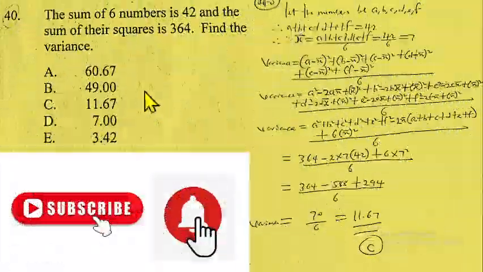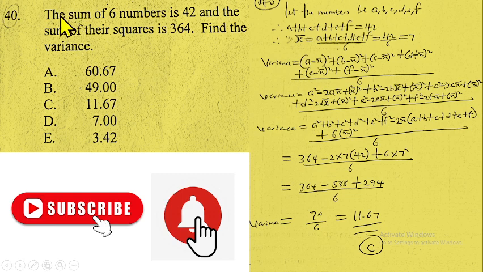Then question number 40 is on the variance. The sum of six numbers is 42, and the sum of their squares is 364. Find the variance. The question is quite an interesting one if you understand the explanation I'm going to make. We have six numbers here, so let the numbers be a, b, c, d, e, f. They said the sum of the six numbers is 42. If you sum them together, a plus b plus c plus d plus e plus f should give us 42. We can call that equation 1.